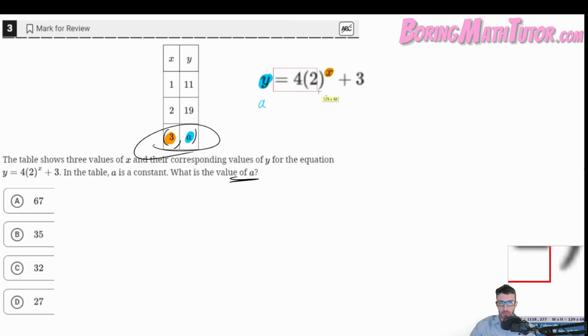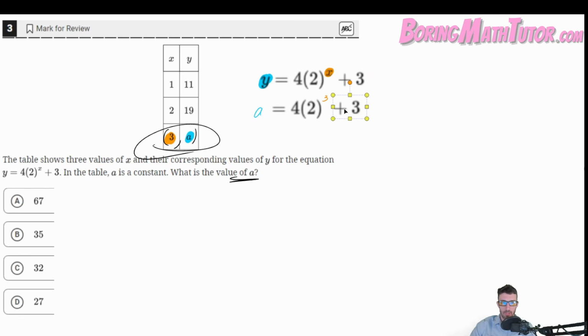But you're still going to have equals 4 times 2 raised to the 3. And also you're still going to have this plus 3 out there. So now we just have to solve this, and this is super easy because 2 cubed is 8. So 4 times 8, that's 32, plus 3 is 35.